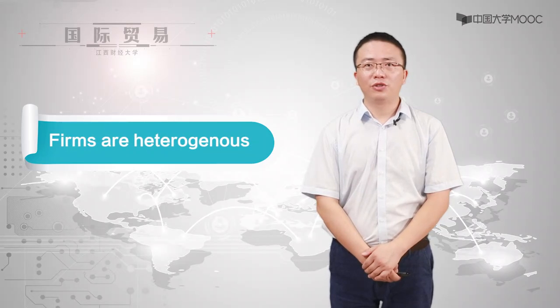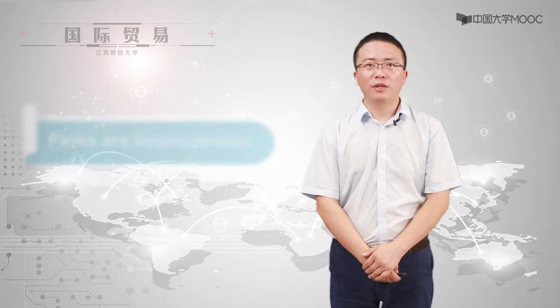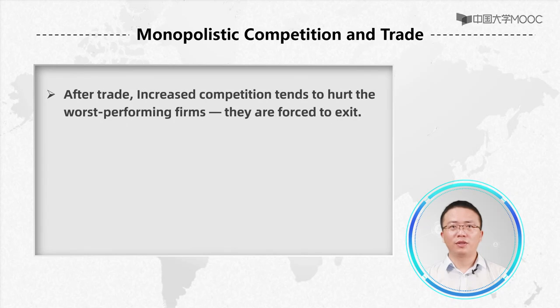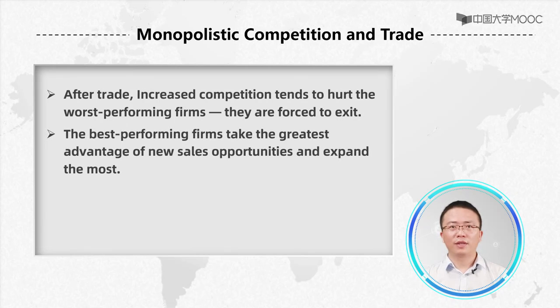Today we are going to discuss the impact of trade on firms in monopolistic competition. In reality, firms are heterogeneous and perform very differently. After trade, increased competition tends to hurt the worst performing firms. They are forced to exit. The best performing firms take the greatest advantage of new sales opportunities and expand the most.